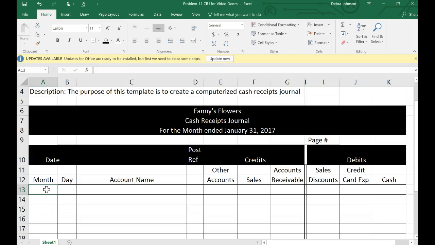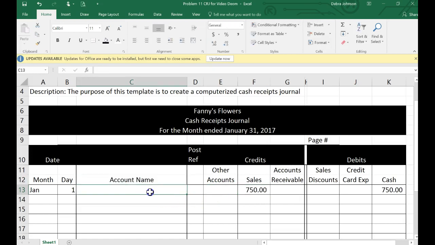In the first transaction dated January 1st, we sold floral arrangements for $750 cash to Annie's Flowers. So just like you saw on the regular general journal a moment ago, the journal entry is to debit cash for $750 and we'll credit sales just like we did on the general journal.